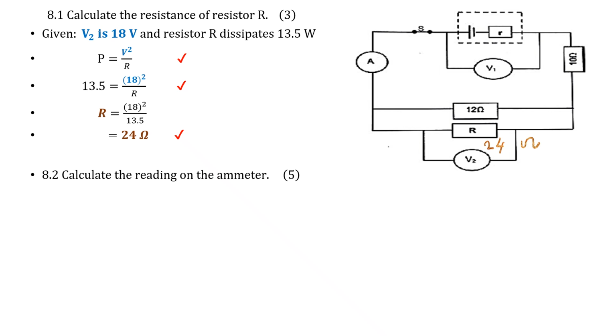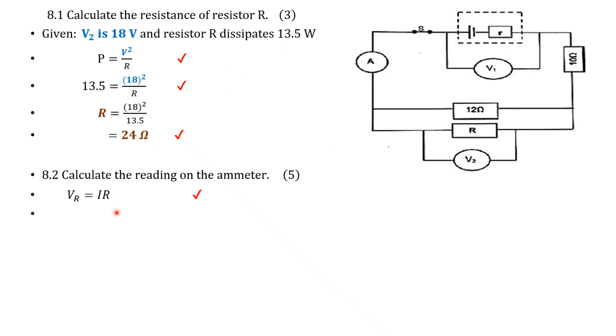Right, next question, 8.2, they say calculate the reading on the ammeter. Right, so we want the reading there by the ammeter, so I need to know how much current is used by the 12 and how much current is used by the R. So V equal IR, so current equal V over R. So my voltage here by R is given as 18 volts.